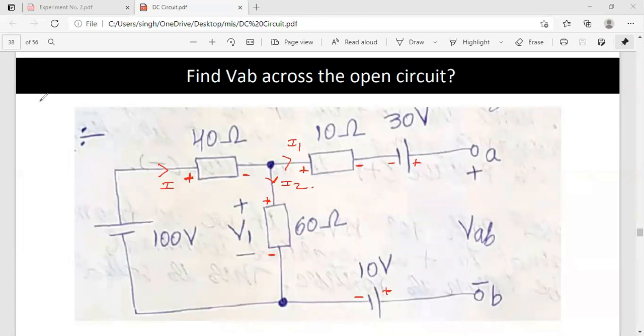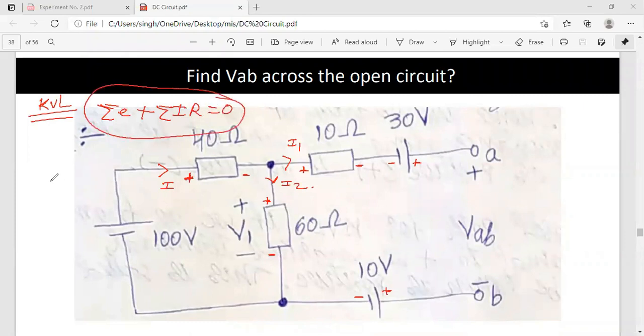When we talk about KVL, it states that in a closed circuit, the summation of all the EMF sources plus the voltage drops across the elements in the closed circuit is equal to 0. That means they talk about the summation of EMF sources, the energy sources or the battery, and they also talk about the voltage drops that I can have in my circuit. So that summation should always be equal to 0.